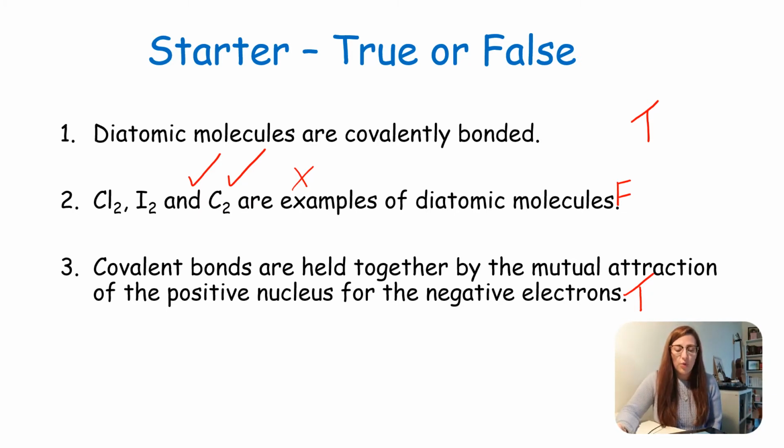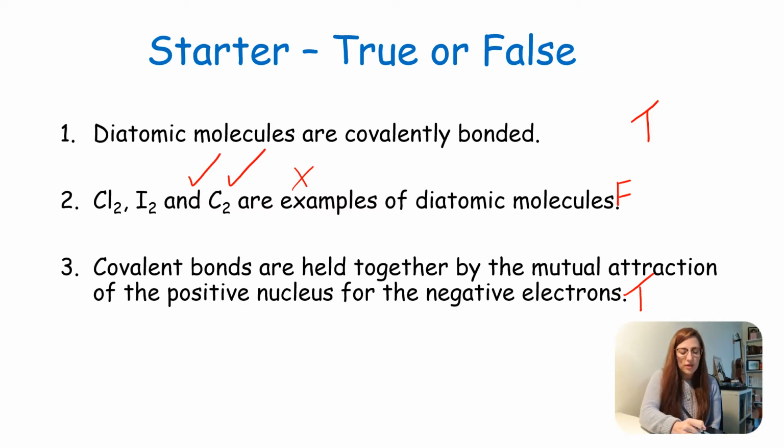So, what I wanted you to start with are the questions that are up on your screen just now. So, true or false starter questions based on the last couple of lessons. Our first question was, diatomic molecules are covalently bonded, true or false? Well, we know that that is indeed true. Diatomic molecules are covalently bonded. Question 2, Cl2, I2 and C2 are examples of diatomic molecules.